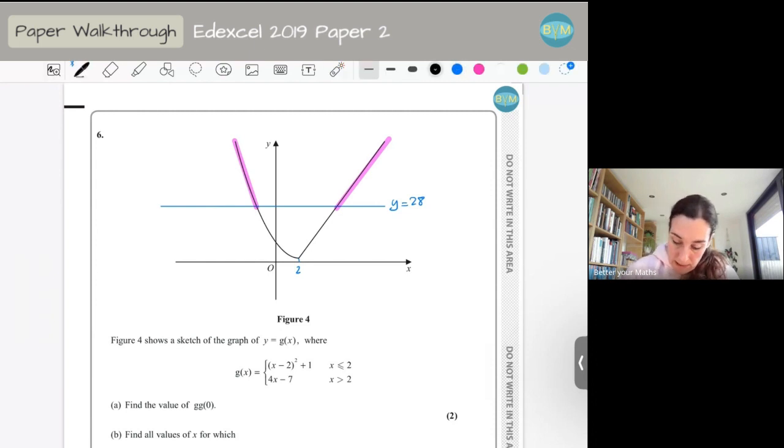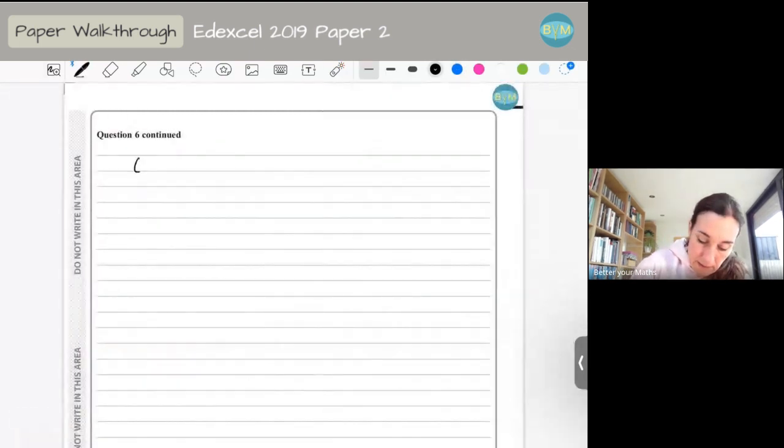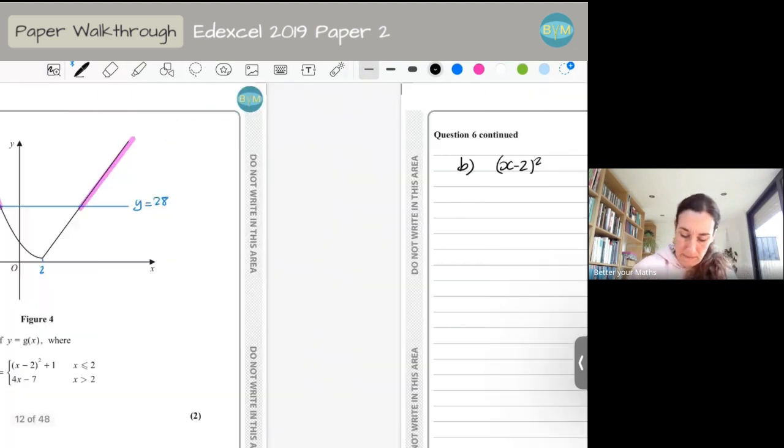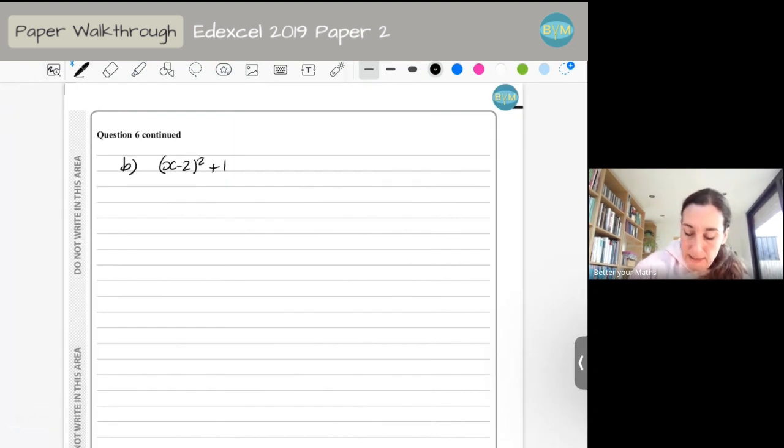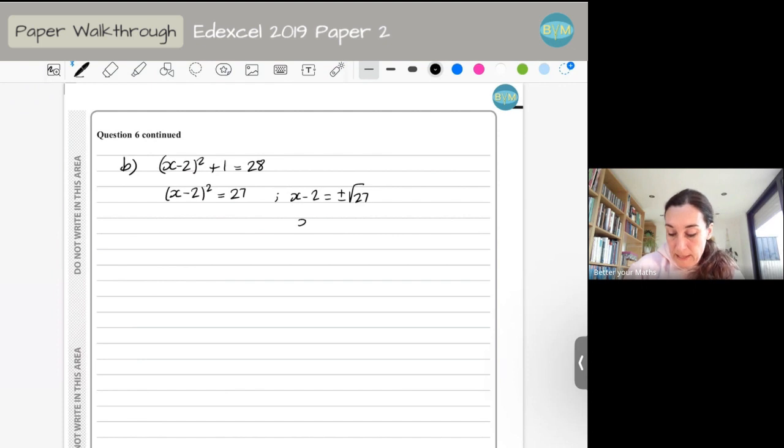So for b, I'm going to do (x minus 2) squared plus 1 equal to 28. I'm not going to expand the bracket because it's easier. So 28 minus 1 is 27, which means x minus 2 is going to be plus or minus root 27. So x is going to be 2 plus or minus root 27. We have 2 options because it's a quadratic.